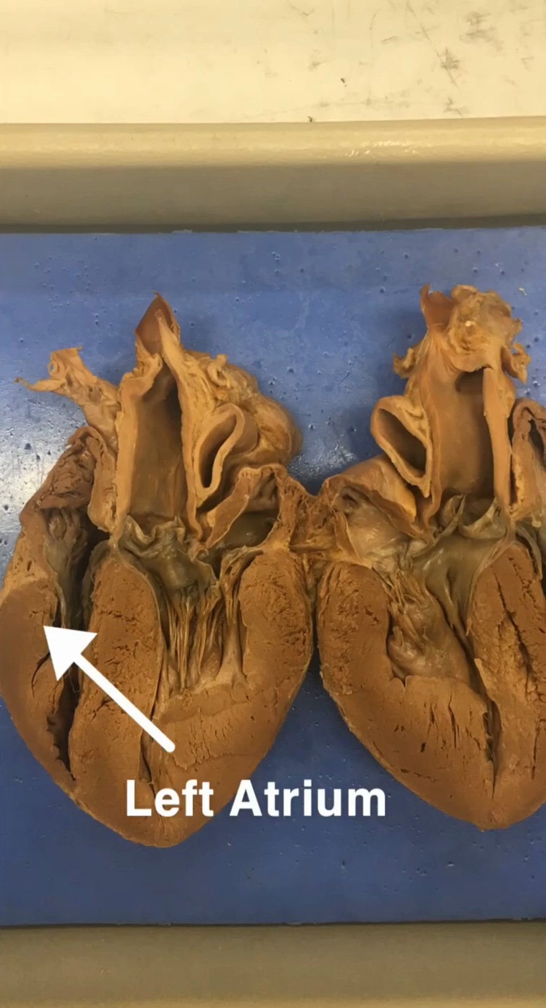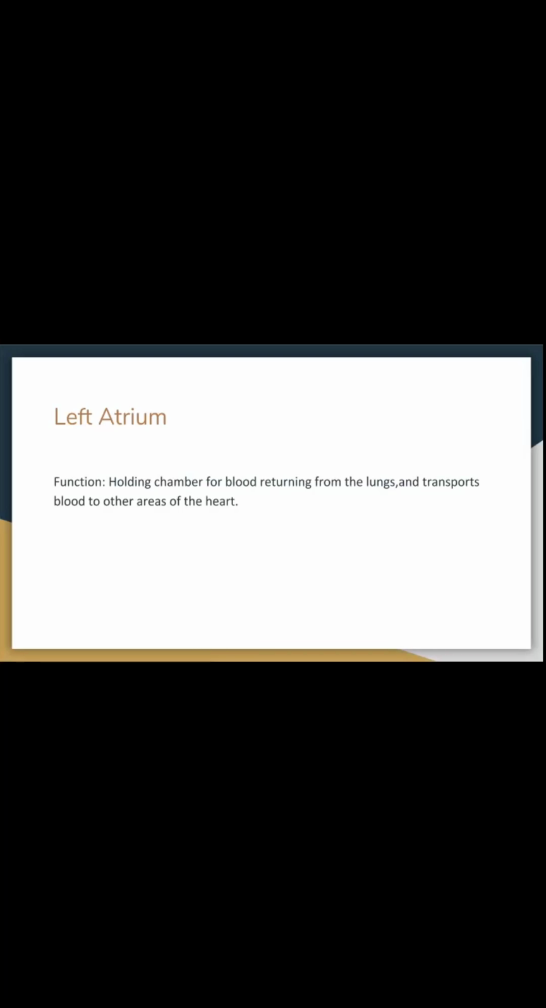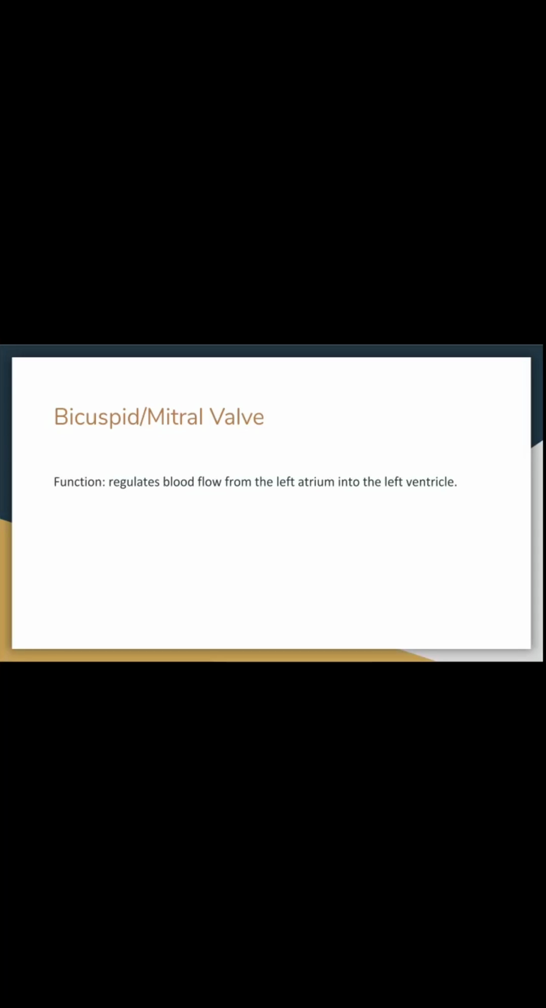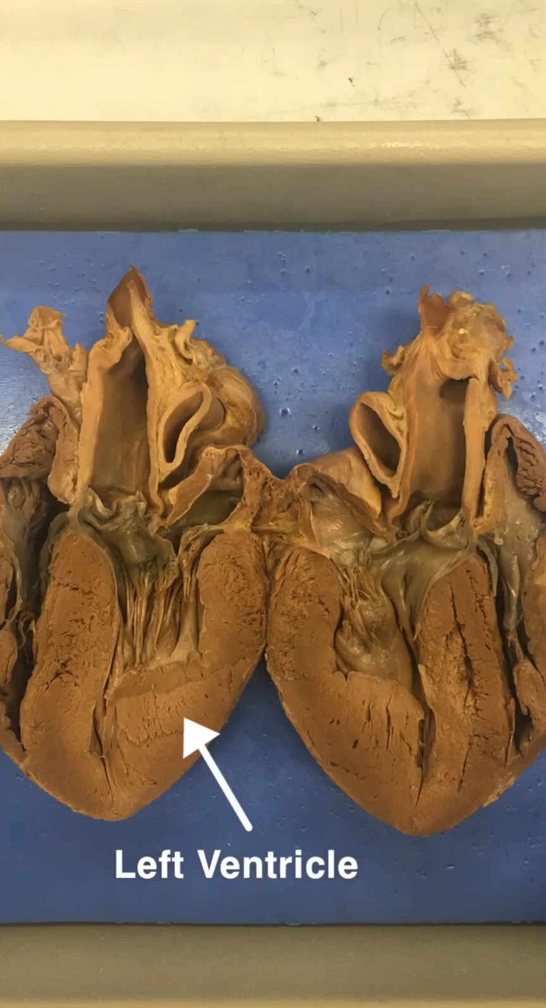The left atrium. The left atrium is the holding chamber for blood returning from the lungs and transports blood. The mitral valve. The mitral valve regulates blood flow from the left atrium into the left ventricle.